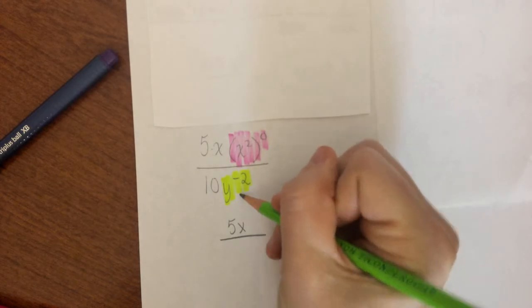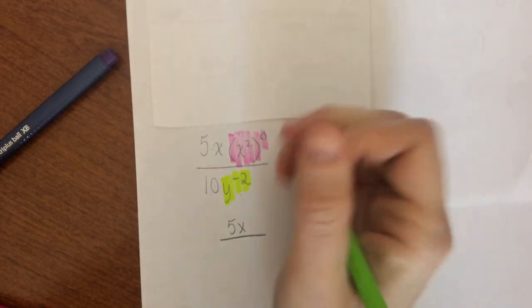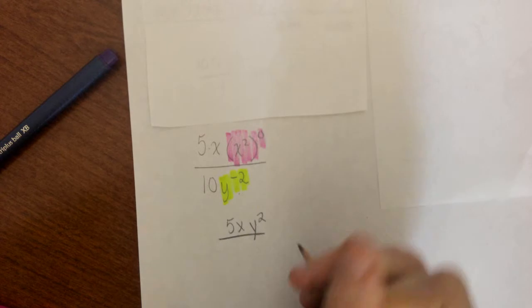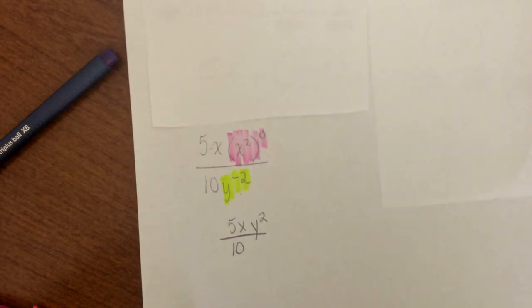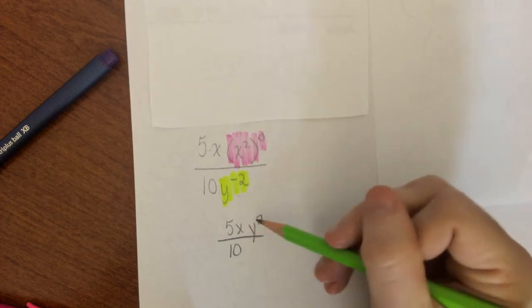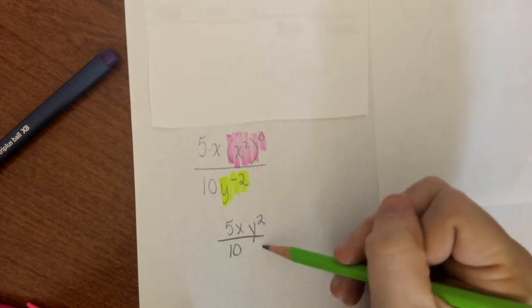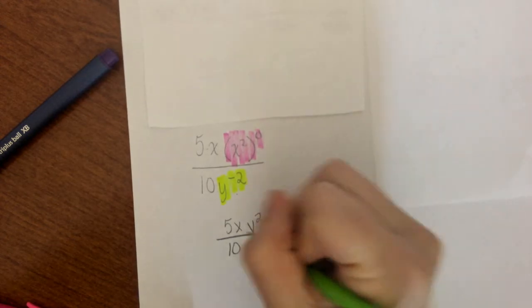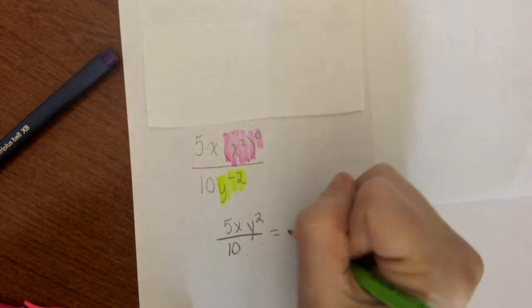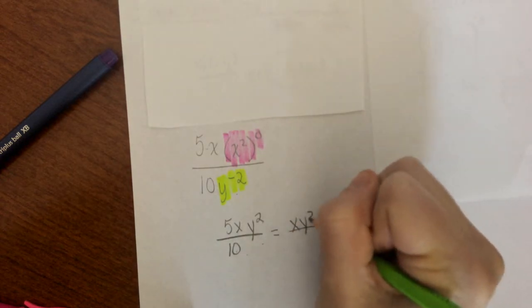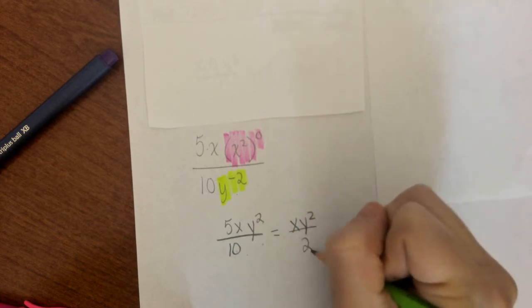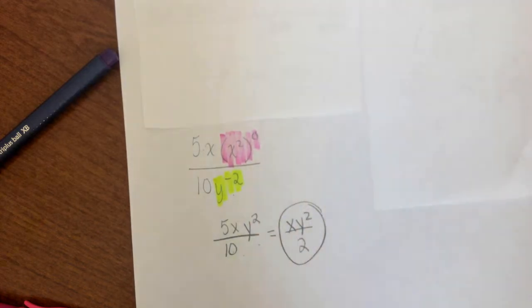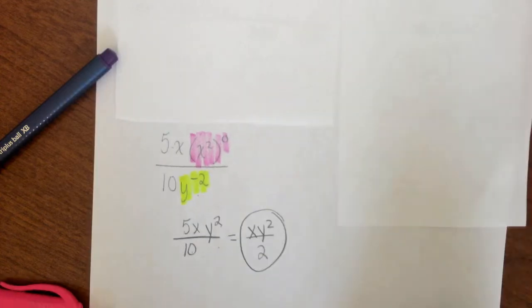And this, because it's in the denominator, it's got to cross the line to change the sign. Now it's going to roll up here to the top, and then the 10 is just going to stay in the denominator. Looking at it here, I know I don't have any x's over x's, no y's over y's. The only thing I can do from this point is simplify. 5/10 simplifies to 1/2. So we can do 1xy squared or just xy squared over 2. So that's that one.